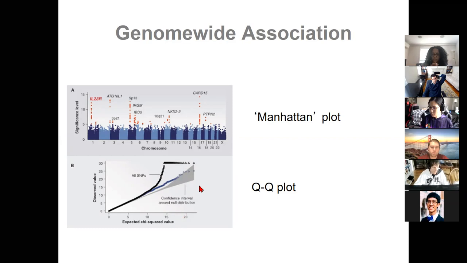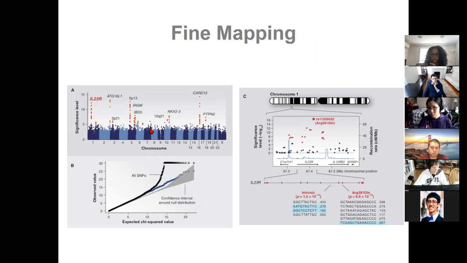And then of course, the next challenge is how do you go from a region of association to a SNP of association? And that's not always easy. For IL23R, there's a clear SNP that is the strongest genetically, and that happens to be the protein-coding changing SNP, but that's an exception.